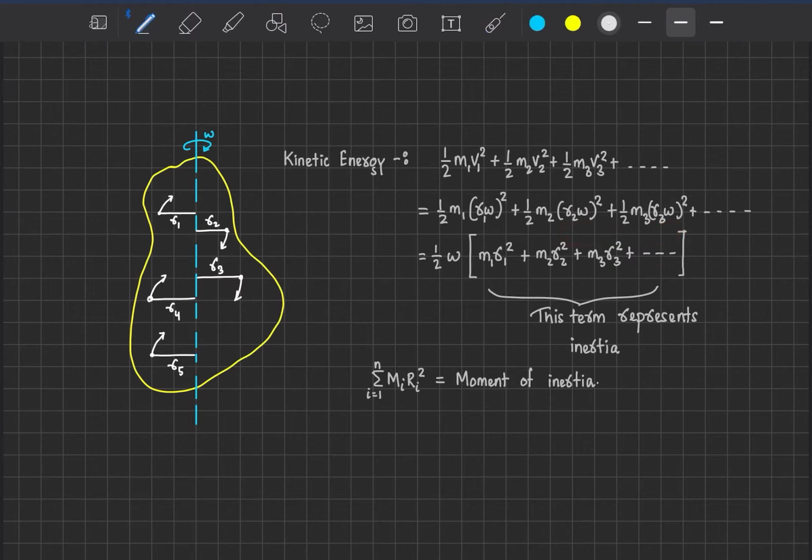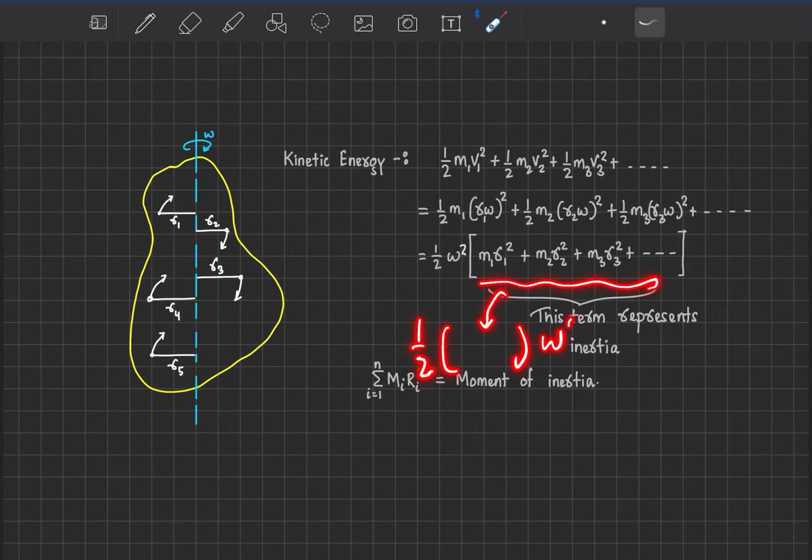So if we take omega square as common and half as common, so half omega square taken out, we are getting m1 r1 square, m2 r2 square, m3 r3 square, and so on. Now if we compare this, in case of rotational motion we are getting half times some value inside this bracket into omega square. This looks almost like half m v square of translatory motion. This almost looks similar, right?